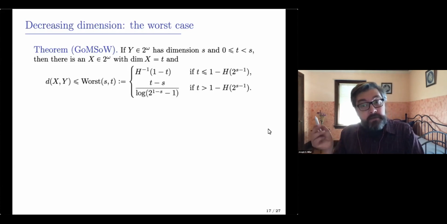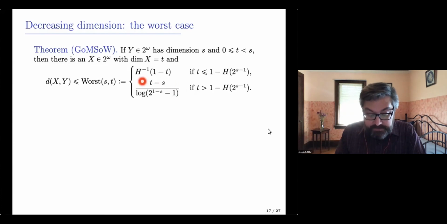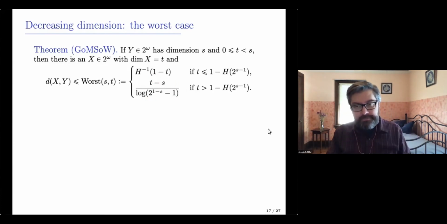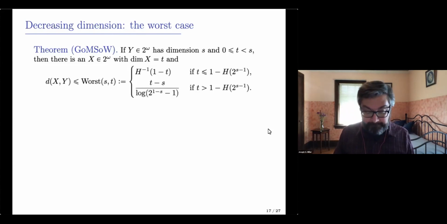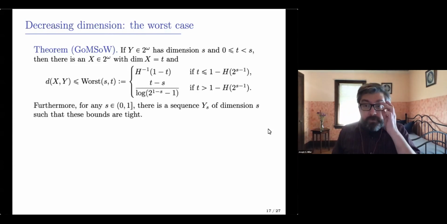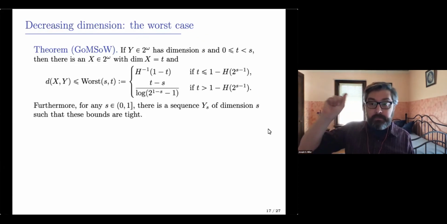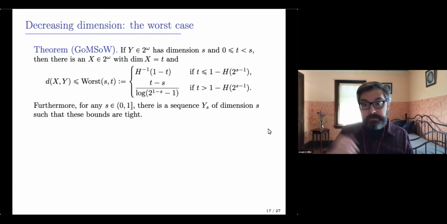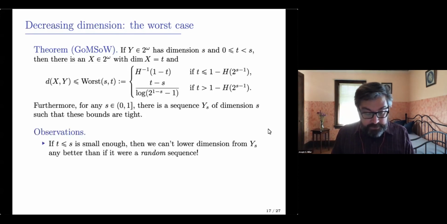On the other hand, if t is big enough, close enough to s, then you get this expression. Well, I'll show you some graphs, so don't worry too much about that expression. Furthermore, these are tight. For any s, you can find a sequence y sub s of dimension s such that you can't do better for any t. So you only need one sequence for each s, and that works for all t's.